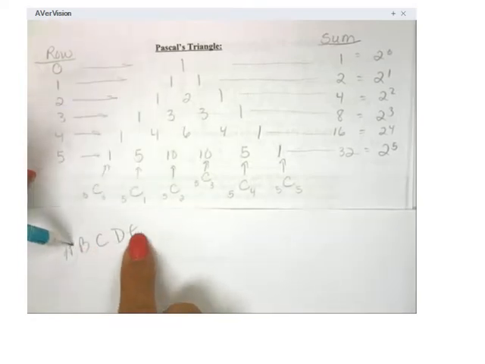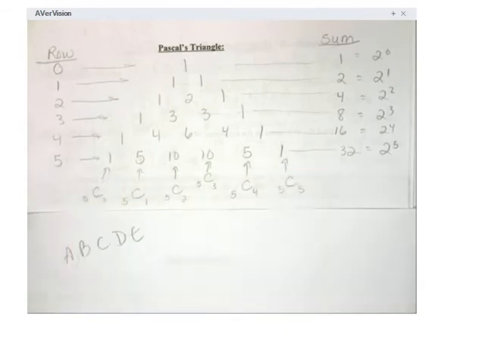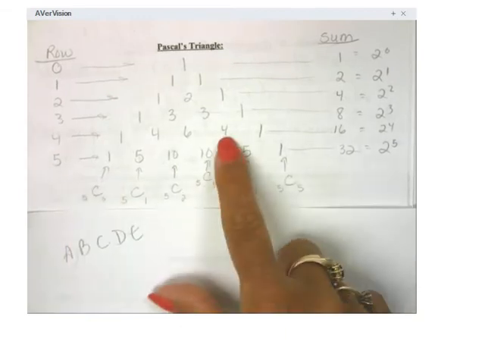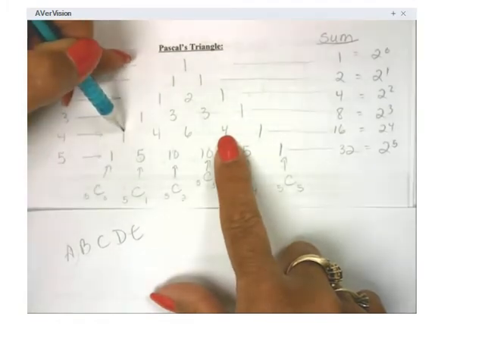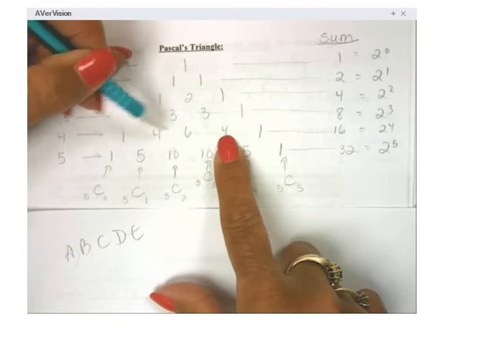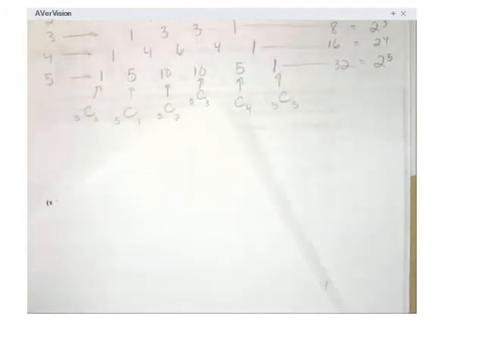5 choose 2 is 10. How many groups of 2 can I pick from 5? I'd have 1, 2, 3, 4, 5, 6, 7, 8, 9, 10. I have 10 groups of 2, and etc. So all of these values in Pascal's triangle are a combination. This value right here, this 4, is a combination of 4 choose 0, 4 choose 1, 4 choose 2. That is a combination of 4 choose 3.